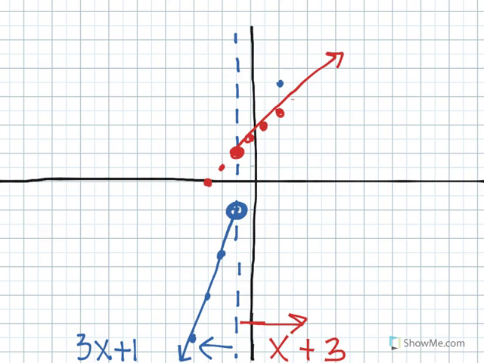Then we can erase our extra dots here. And that is a piecewise graph. So we've got our two lines going in two different directions.